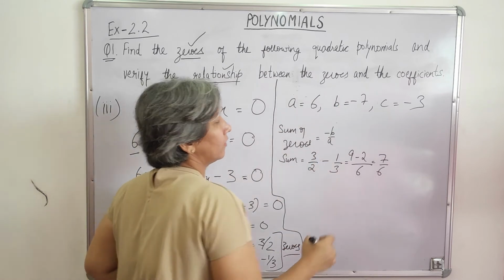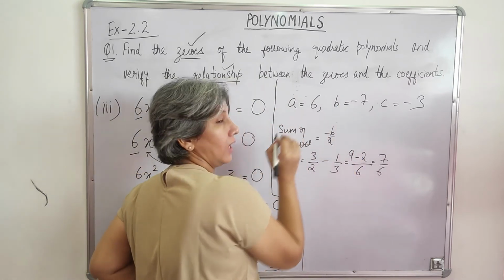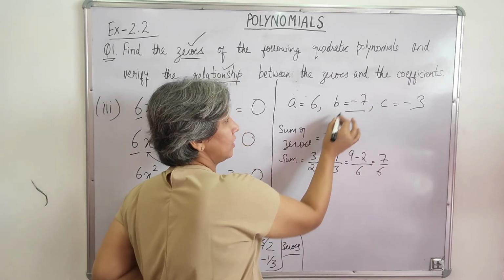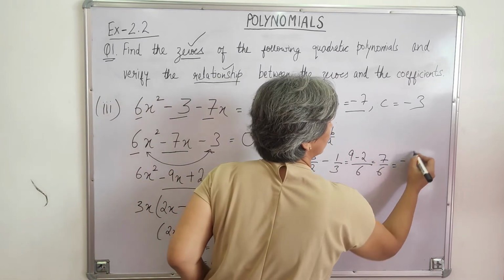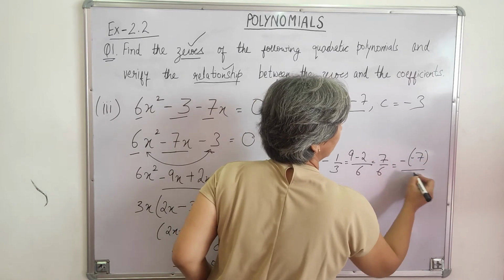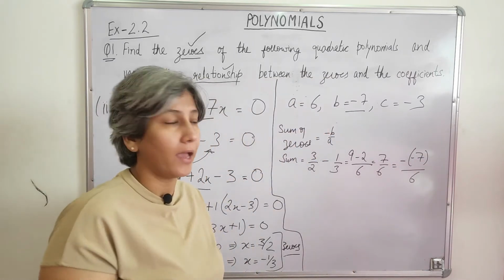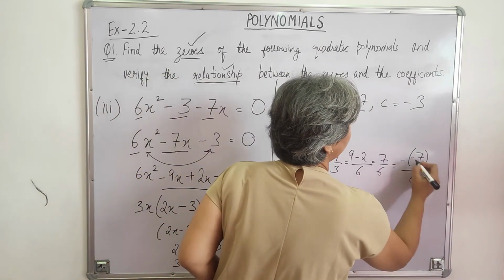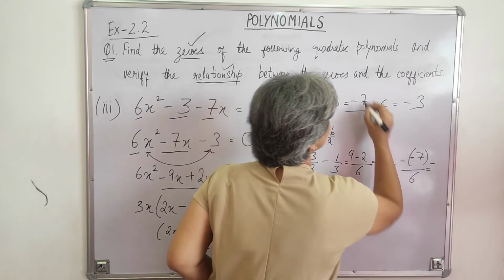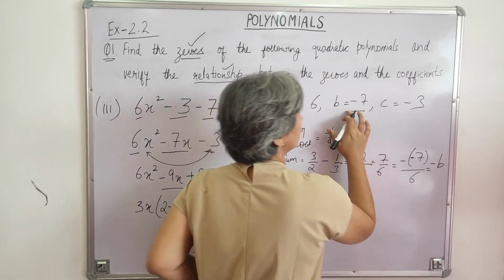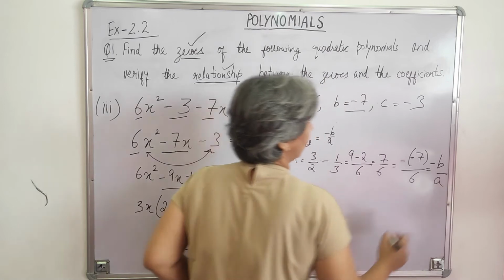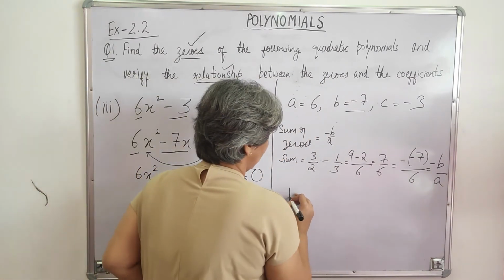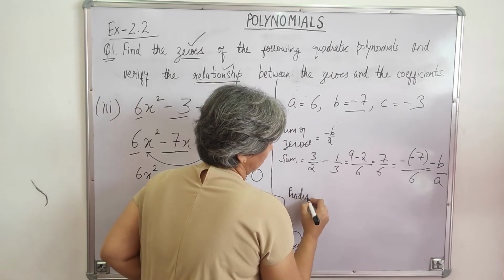And if we say B by A, it's minus 7. And if we say minus B, it will be 7 by 6. So what we can do is, we can always write 7 as minus of minus 7. It is nothing but plus 7 only, right? So that is minus B, since B is minus 7, upon A. So our first relationship is established. It's verified.